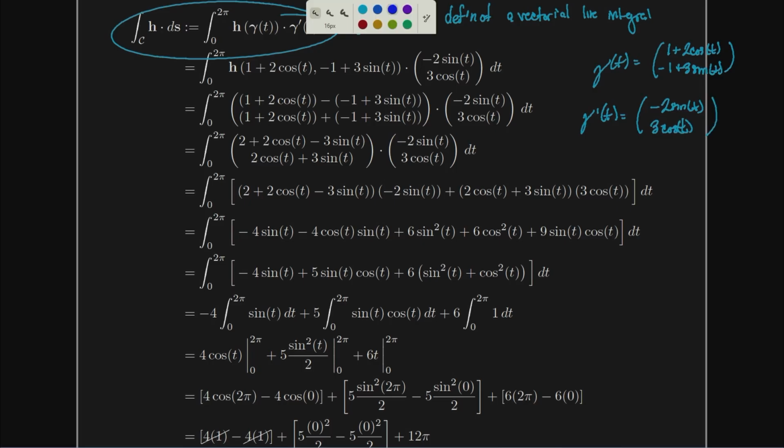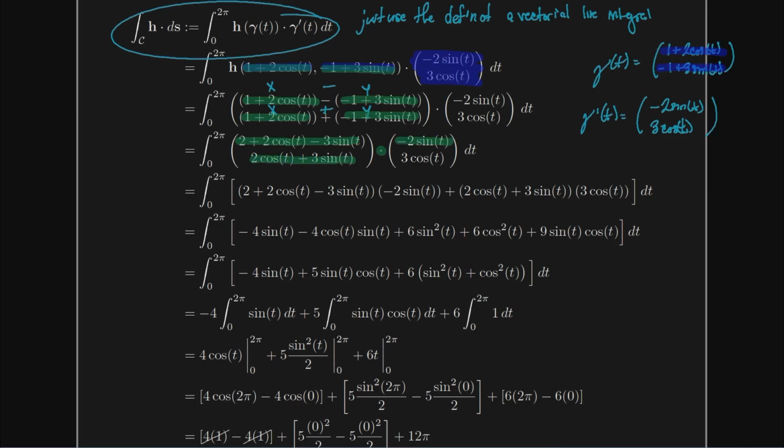Okay, so I'm going to use that derivative right here that I just computed. I'm going to use the first output of gamma as the input to h, and then the second output of gamma as the input to h. And if we recall, h was x minus y and x plus y. So we're just going to use 1 plus 2 cos t for both cases of x, and negative 1 plus 3 sine t for both cases of y. And then we just simplify each of those. I get 2 plus 2 cos t minus 3 sine t, and 2 cos t plus 3 sine t.